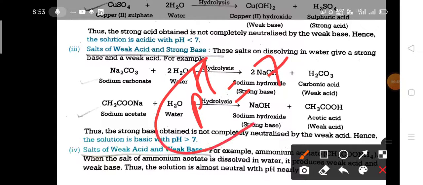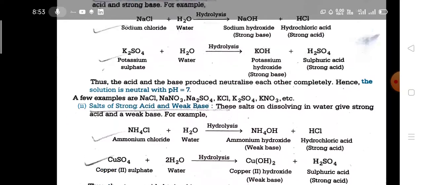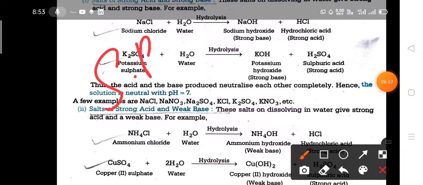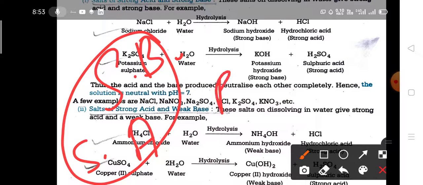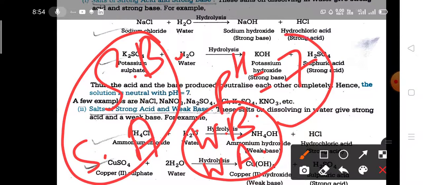So there are four conditions, correct? In the first condition we read strong base and strong acid. In this condition pH will be equal to 7, and the last is weak base and weak acid. In this condition also pH is equal to 7.